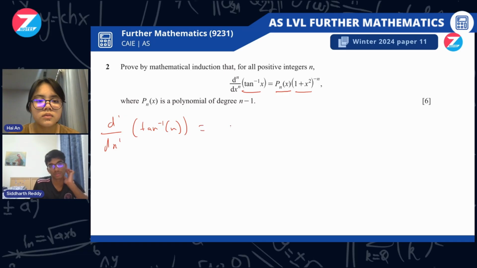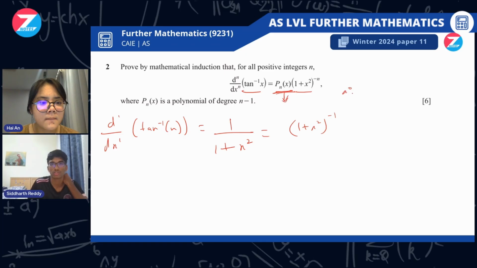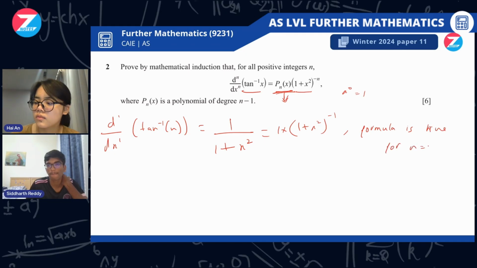By just checking the formula sheet, we get that it's 1 by 1 plus x squared, which you can write as 1 plus x squared to the power minus 1. Since it's the first derivative only, the polynomial of x will just be 1. Basically, it's x to the power 0. So it's just 1, which is what we have here. So the formula is true for n is equal to 1. You have to write in the exam, check for n is equal to 1.